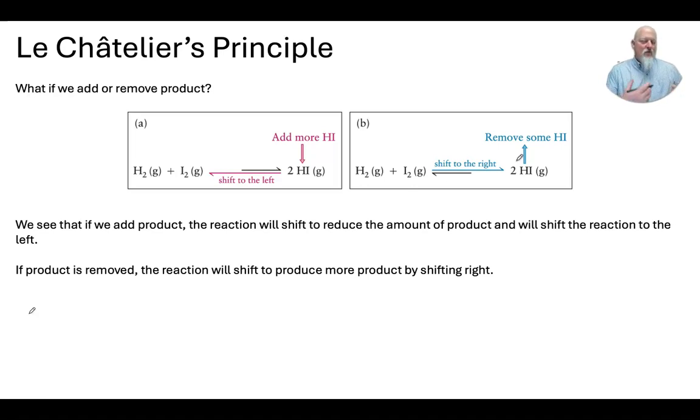So if we add reactants, the reaction is going to shift to the right to produce more product. If we add product, the reaction is going to shift to the left to produce more reactants. Okay. Then again, if we remove reactant, the reaction is going to shift to the left, and the product's going to go back to reactant. Or if we remove product, then the reaction is going to shift to the right to make more product. Okay.